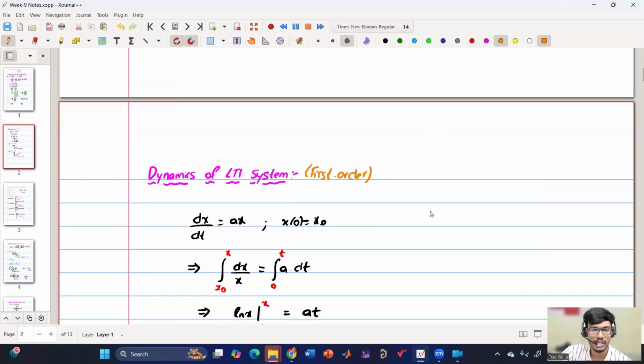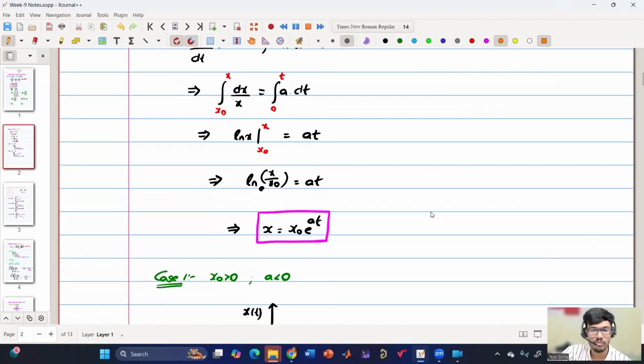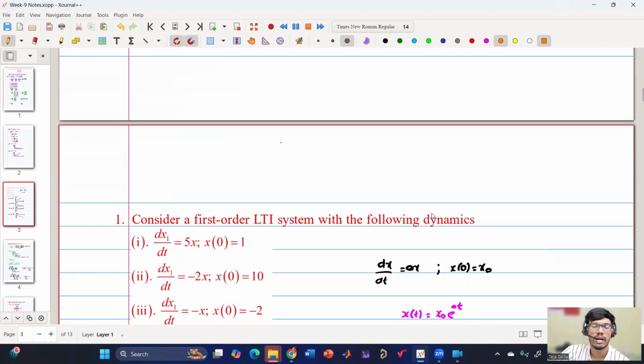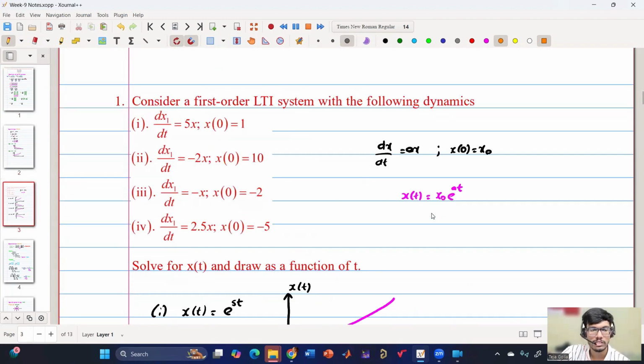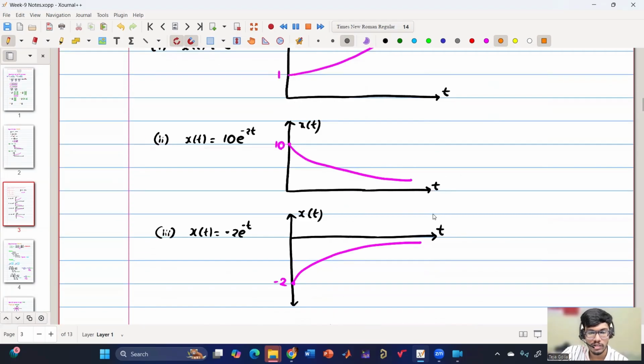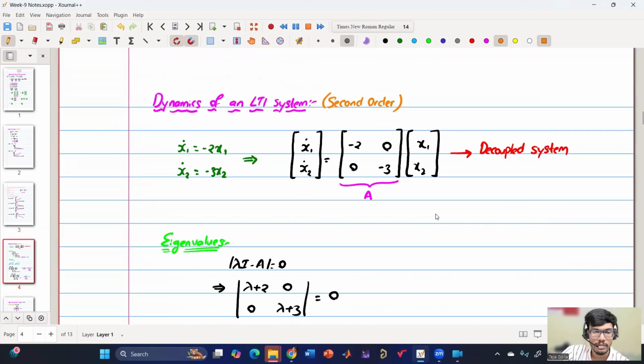Then we discussed the dynamics of an LTI system. We started with first order, saw what the solution is, and discussed the trajectory, how x of t changes with respect to time for different cases. Then we quickly solved one problem where I considered 4 cases. First we solved for x of t, and then we drew it as a function of t. Then we moved to the dynamics of a second order system.